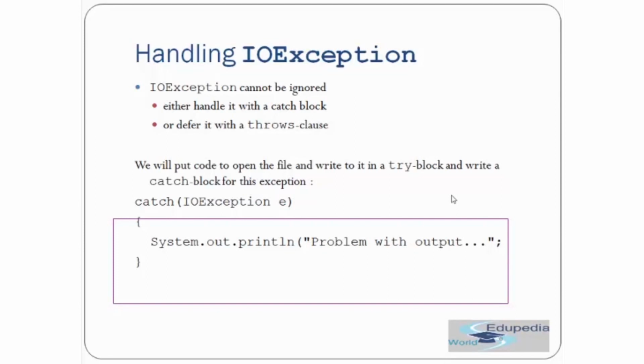We can handle it in a catch block, but it should know where to keep it, because IO exception could be ignored if we just keep it below the exception catch block. So it either needs to be handled in a catch block, or we can even use the throws clause with it. That's why it's important to handle exceptions in files and IO streams.